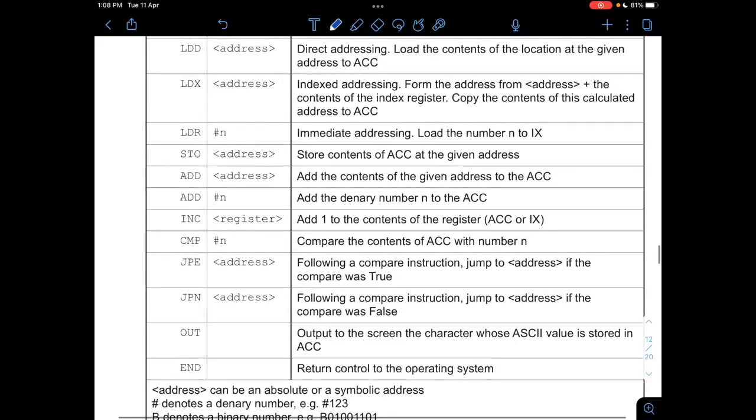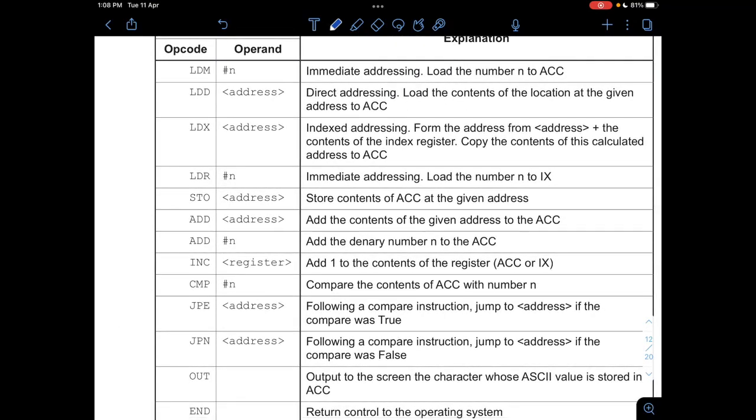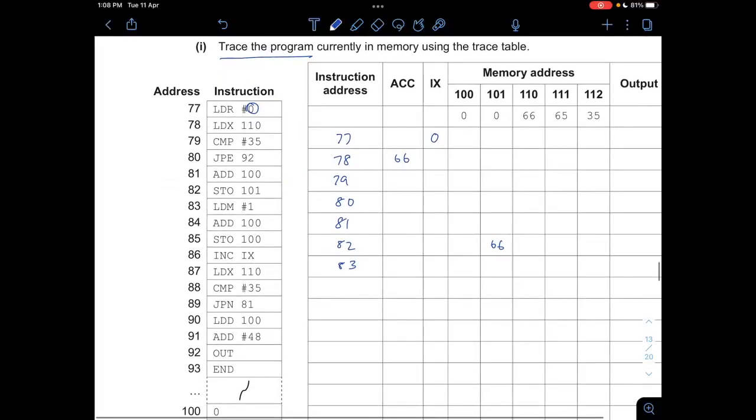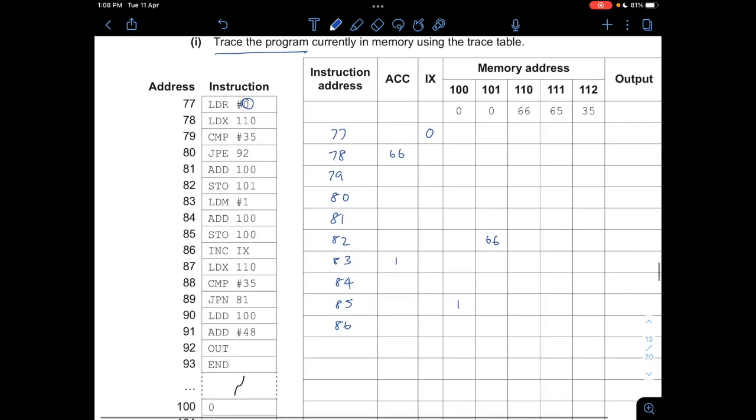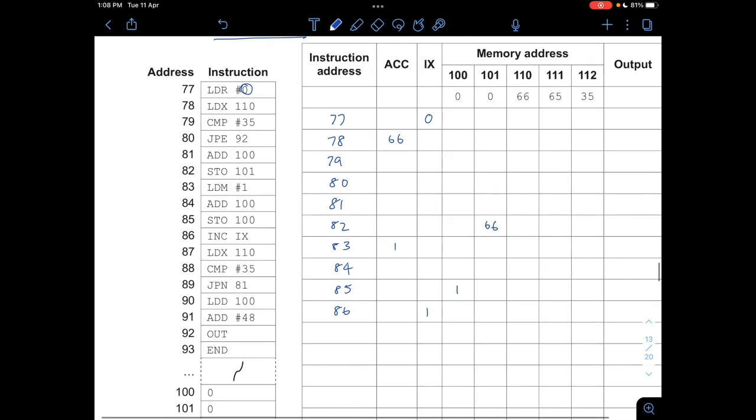So LDM1 here means immediate addressing, load the number n into the accumulator, so we're just going to load the number 1 into the accumulator like such. And then 84 is basically add 100 as well, but since it's still 0, we just ignore it, and then we store the number in 100, so this will give us a 1. And then 86 would be increment the ix. So when you increment the ix, you'll get 1 because the index register was originally at 0. And then 87 would be LDX110, so we'll get 60.